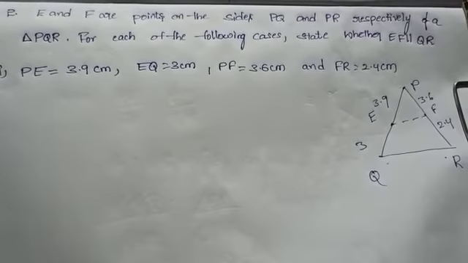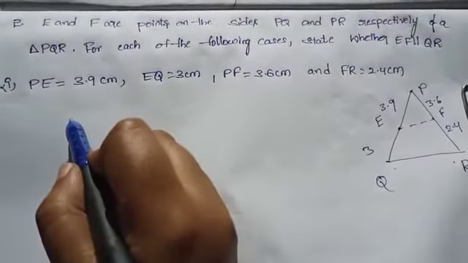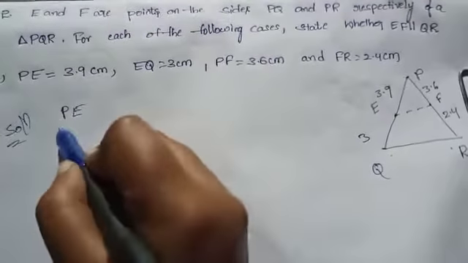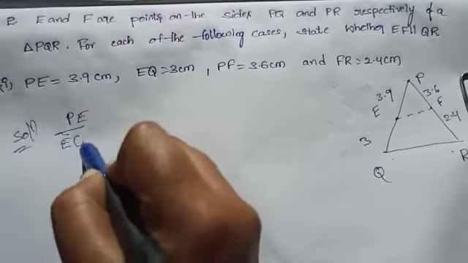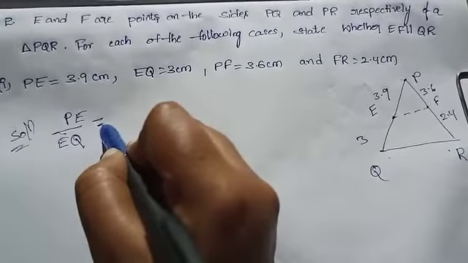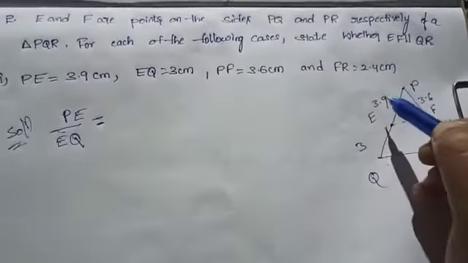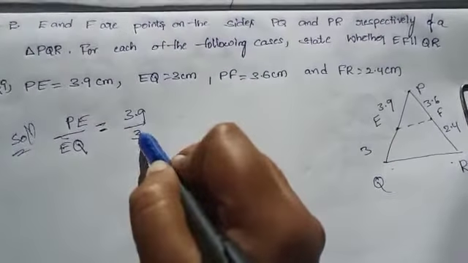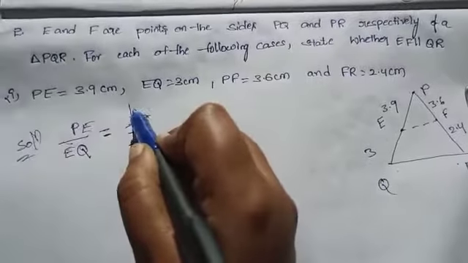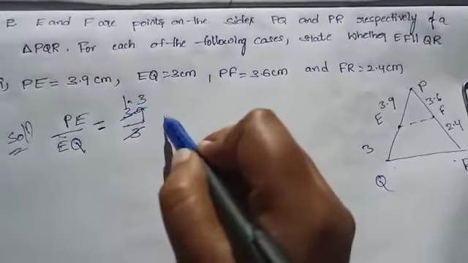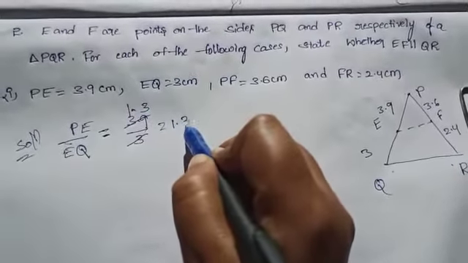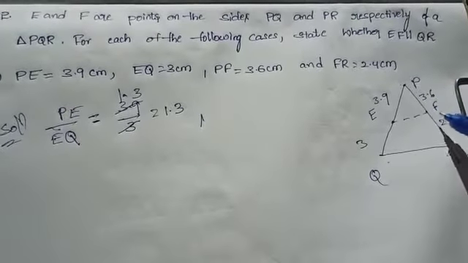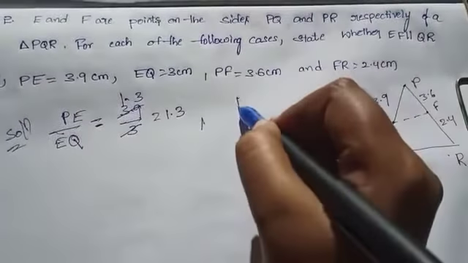Okay. Let's check ratio. PE by EQ equal to 3.9 by 3. Okay. 3 ones are 3, 3 threes are 9. Okay. 1.3. Next ratio is PF by FR.